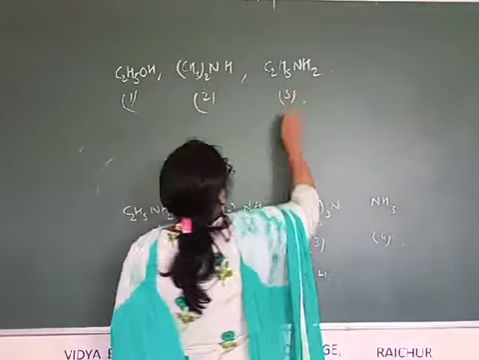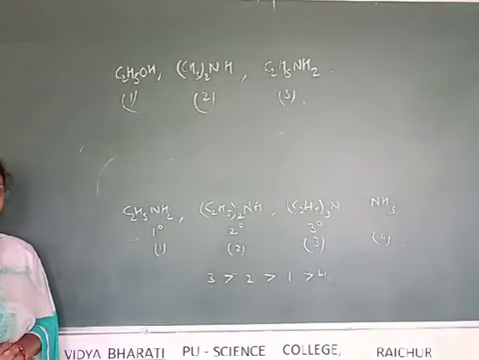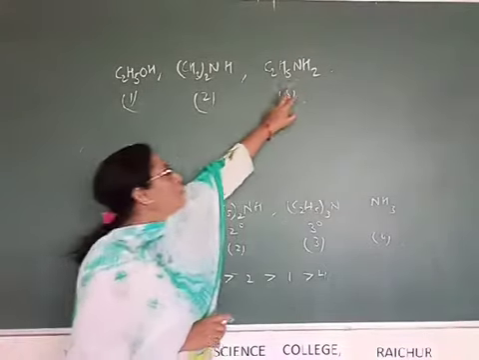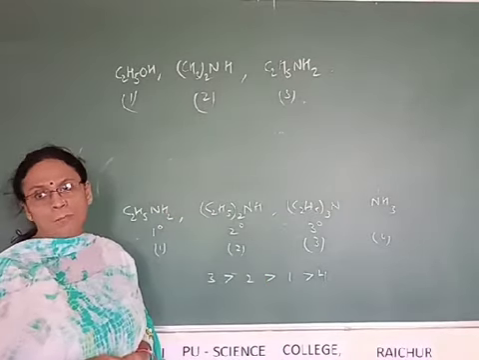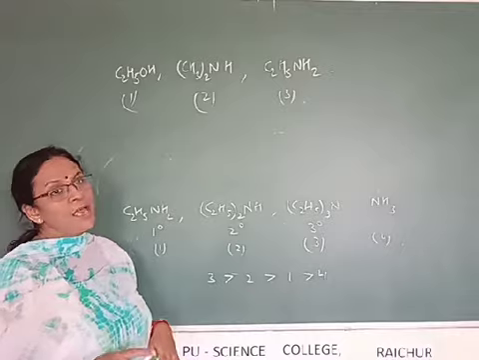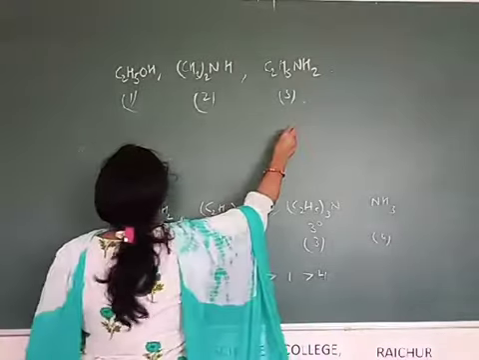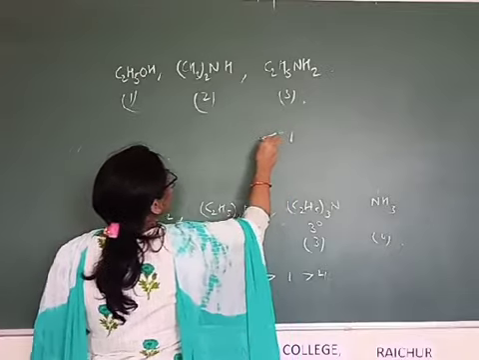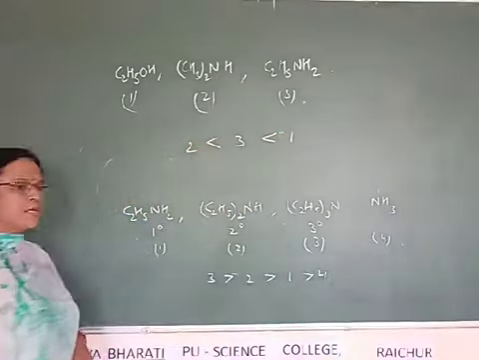Now out of primary and secondary, which has higher boiling point? Primary. Why? Because more number of hydrogen means more extent of hydrogen bonding. So more hydrogen bonding will have more boiling point. Therefore maximum will be your alcohol, then primary amine, and then secondary amine.